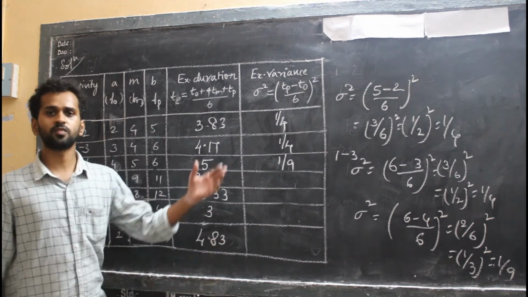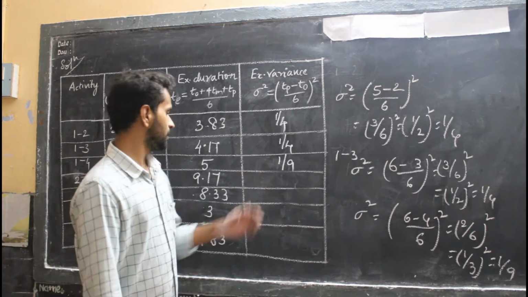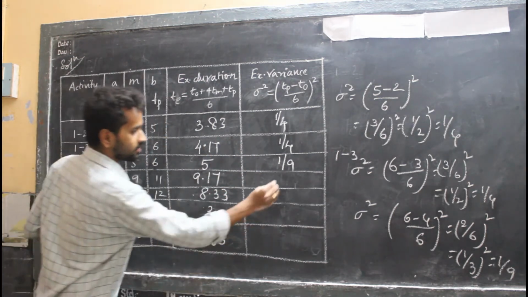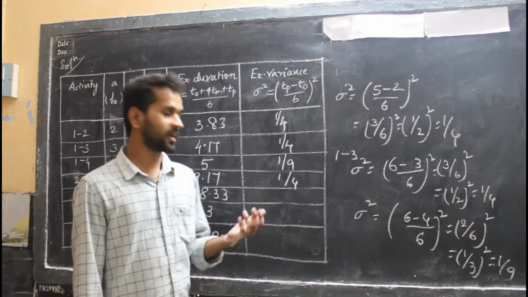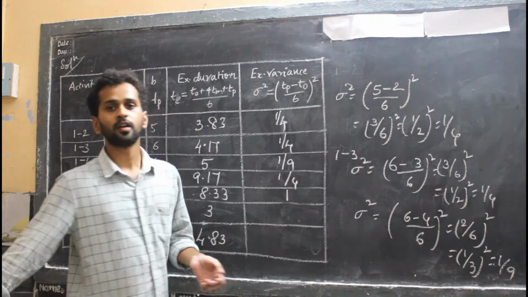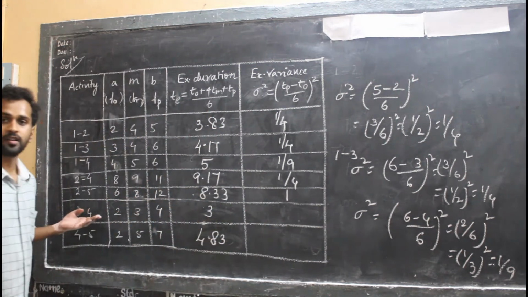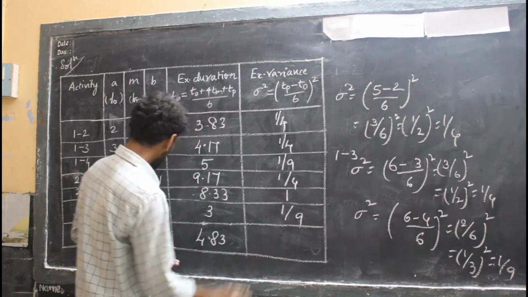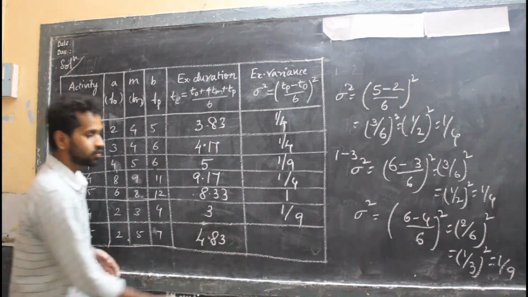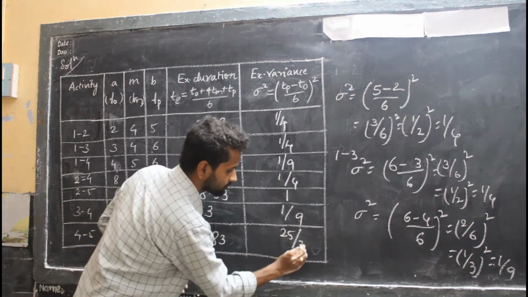Now similarly I will proceed for the remaining calculations. I will be getting for 2 to 4 again 1 by 4, and for the 2 to 5 activity I will be getting 1, and for the 3 to 4 activity I will be getting 1 by 9, and similarly for the last activity 4 to 5 I will be getting 25 by 36.